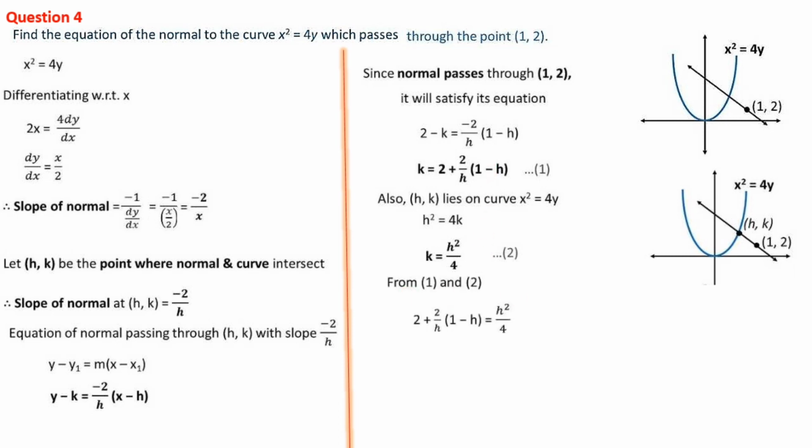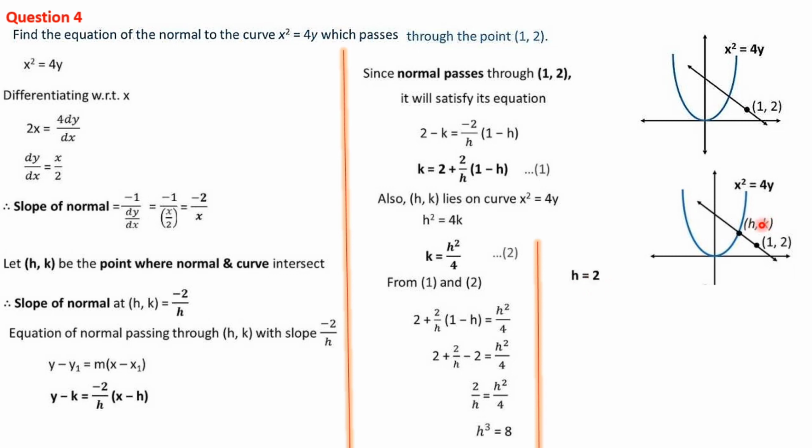Then by using equation number 1 and 2 we can calculate the value of h and k. From equation 1 and 2, 2 plus 2 by h into (1 minus h) is equal to h square by 4. The left side is equal to the right side, so we are equating. That means 2 plus 2 by h minus 2. Removing the bracket, 2 by h into 1 is 2 by h, and 2 by h into h is 2, since h and h cancel. Here plus 2 minus 2 we can cancel. That means 2 by h is equal to h square by 4. Cross multiplying, h into h square, that is h cube, is equal to 8. So h is the cube root of 8, that is equal to 2. We have got h as 2.